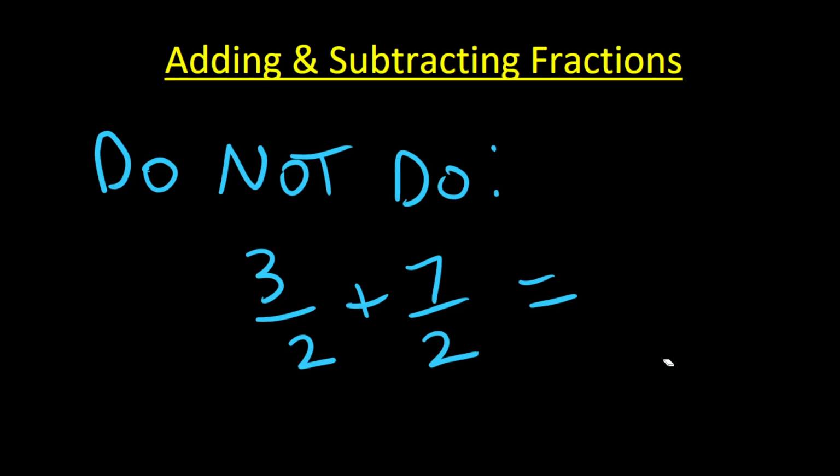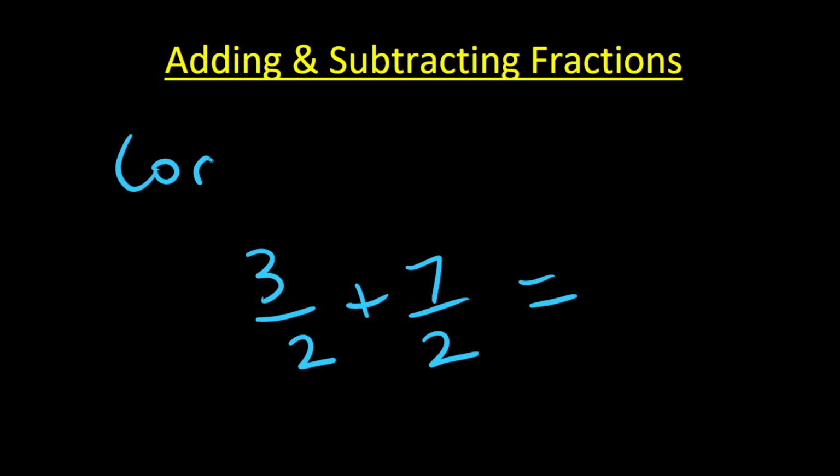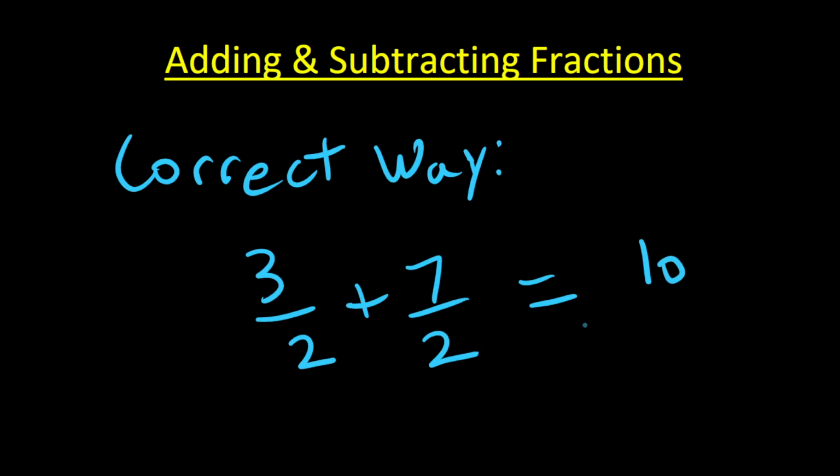So what is the correct answer then? How do we actually add and subtract fractions? Let's write it out the correct way. As long as they have the same denominator, which in this case they do, they both have a denominator of 2, 3 over 2 and 7 over 2, then all we have to do is add up the numerators, 3 plus 7, that's 10, and we just keep the same denominator, 2. So 3 over 2 plus 7 over 2 is 10 over 2. And 10 over 2 simplifies to 5 over 1, which is just 5.